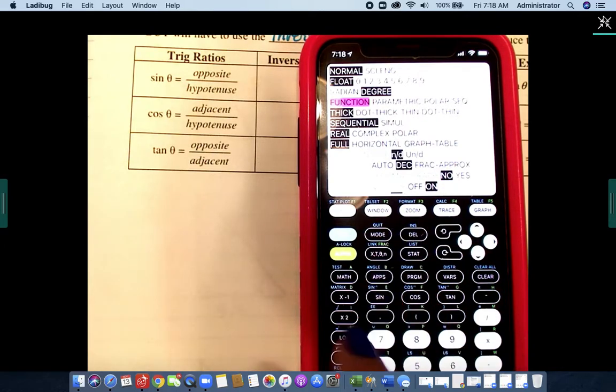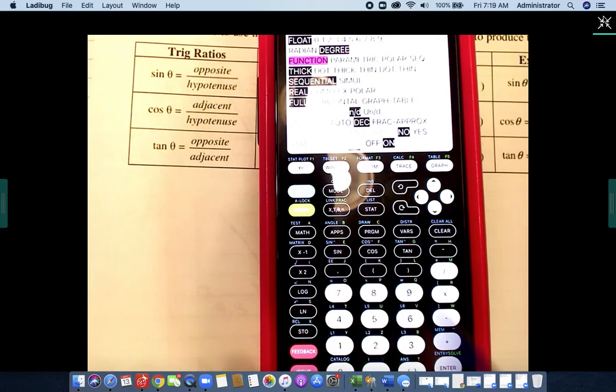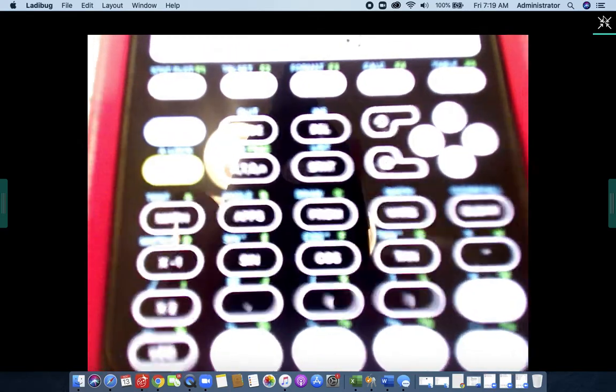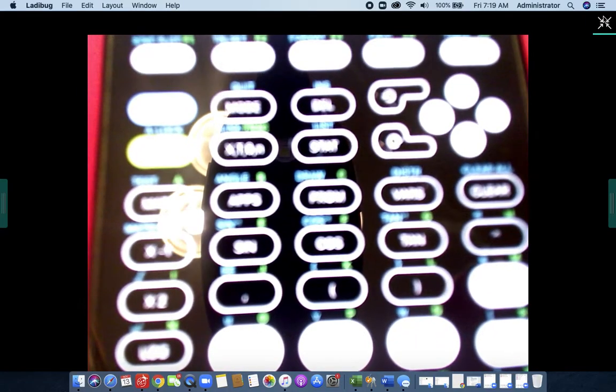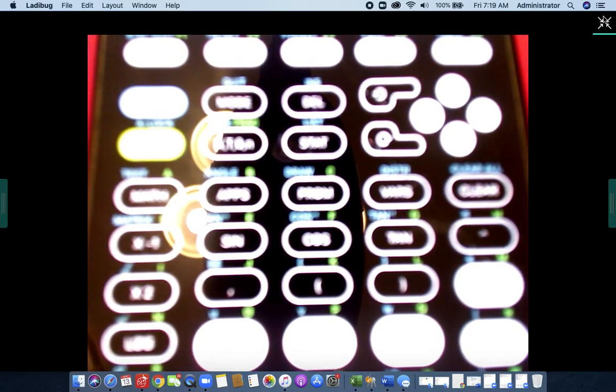Okay, so once we're in this mode, if you notice above sine and cosine and tangent, I'm zooming in, sorry, please forgive me while I try to make sure you can see this. I'm going to hit zoom.